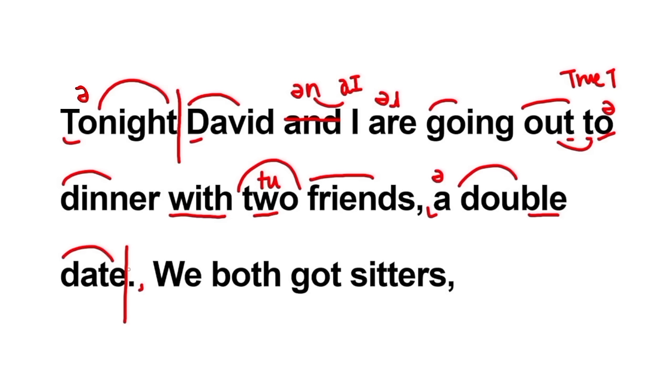A double date. We both got sitters. Both and sit are the most stressed words there. Sitters, the double T there is a flap T. That's short for babysitter, someone to watch our kids. We both got sitters. The T in got, a stop T.